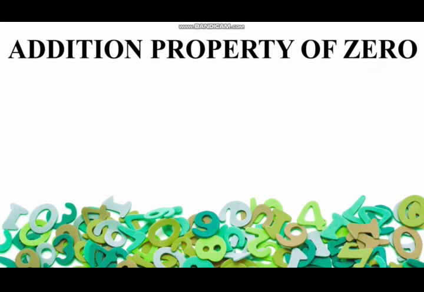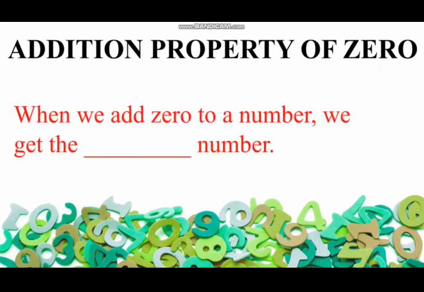Now there is always a way to say things properly in maths. You have proper sentences. So what is the sentence? What is the addition property of 0? When we add 0 to a number, we get the dash number.